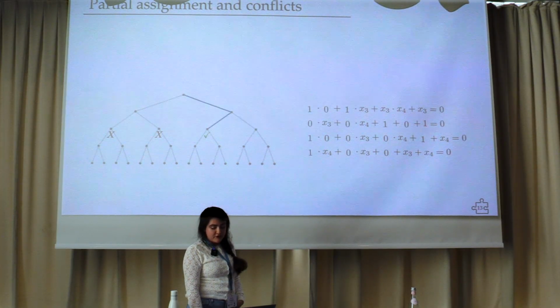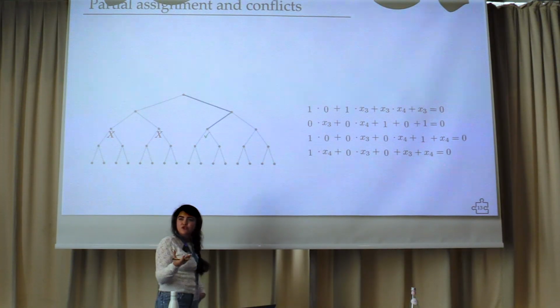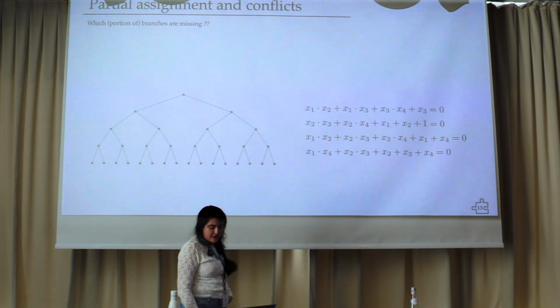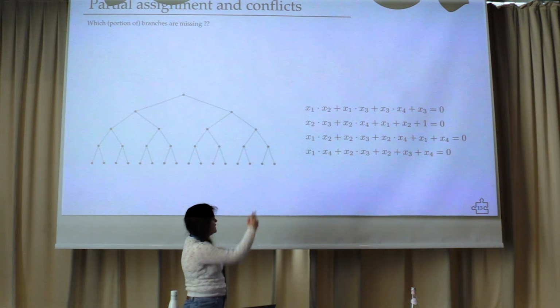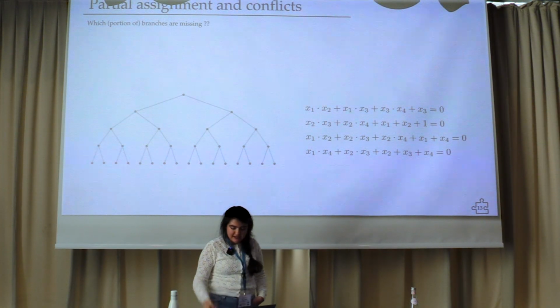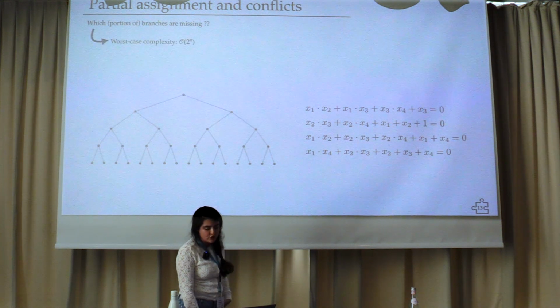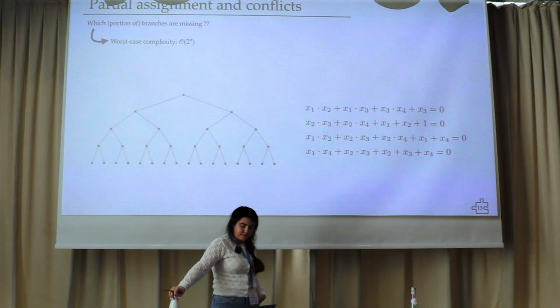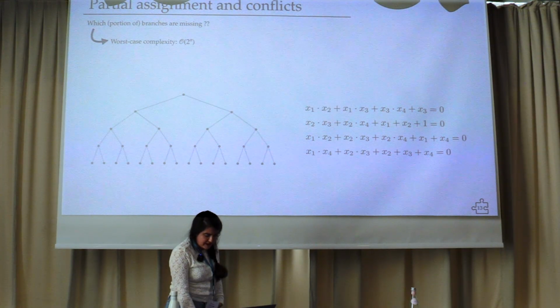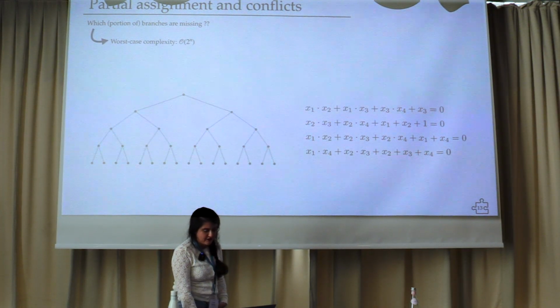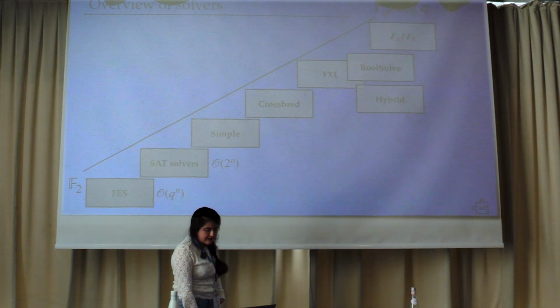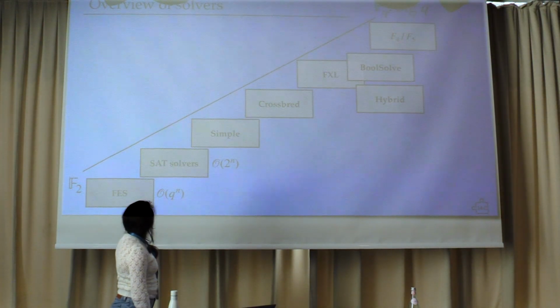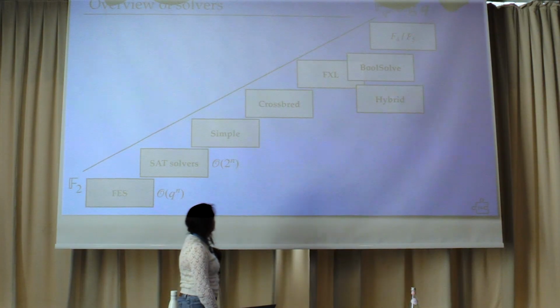But still, in terms of worst case complexity, we don't know, right? It depends on your instance, so it is the same. Which portion of the branches are missing, right? That is going to tell you, the number of leaves is going to tell you the complexity, but actually in general, we don't know. It is still, in the worst case, 2 to the n. Okay, but that is the idea of partial assignment and conflict search. And that is SAT solvers, and I put here, it is, again, 2 to the n. Okay.